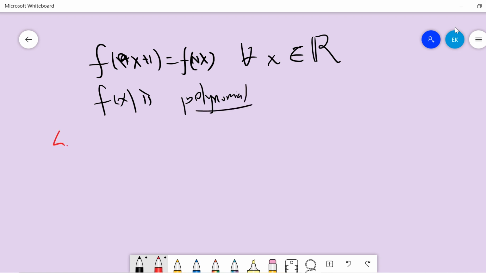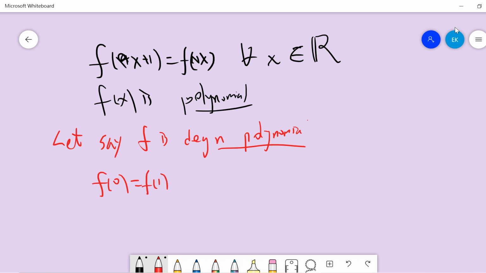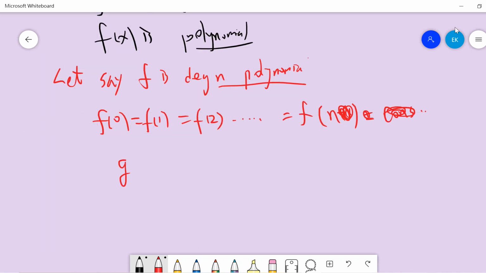So what does this tell you? Let's say that f is a degree n polynomial. Then we know that f of 0, f of 1, f of 2, up to f of n plus 1 are all the same, maybe only n, it's constant. So we can define g to be f minus c, where c is that constant value. Then g of 0, g of 1, up to g of n is 0.